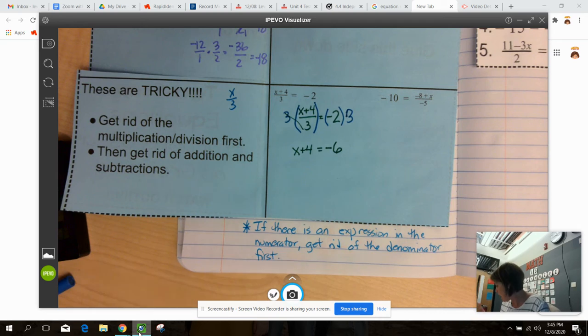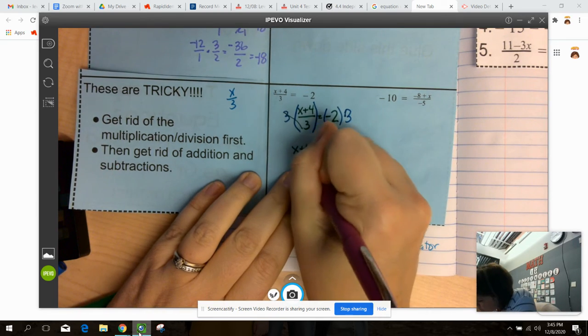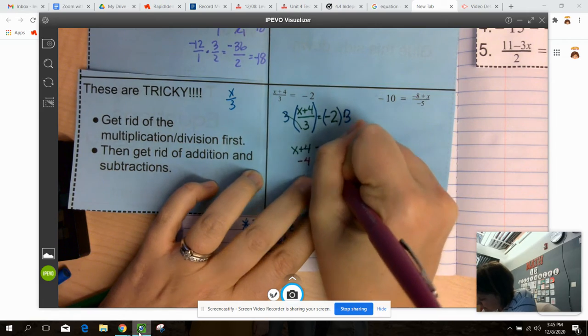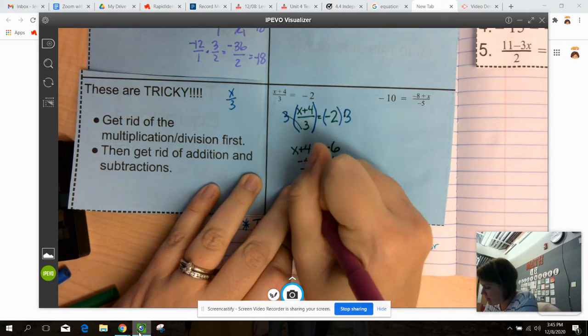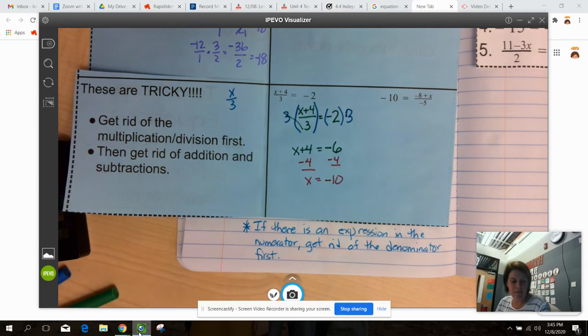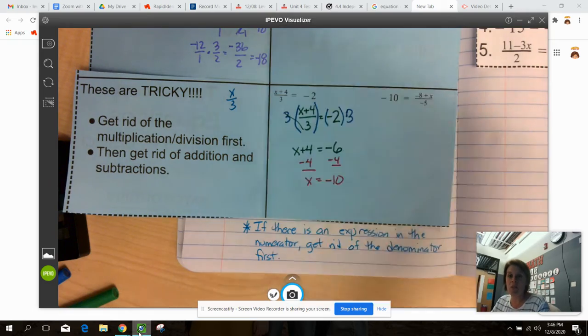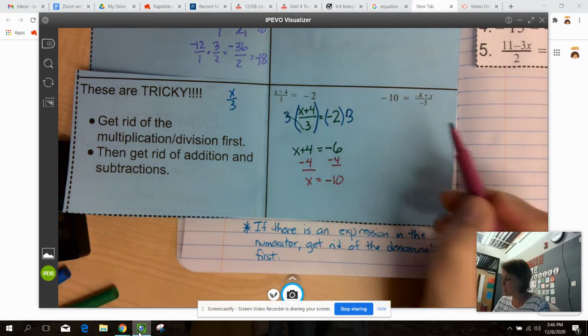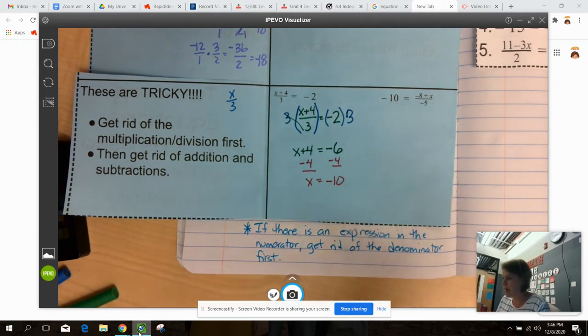And we just go ahead and solve it like we know, where we would do negative 4, negative 4. Y'all know how to do this now. And we get x equals negative 10. And you can plug it back in and you would be able to get the solution, okay? So we get rid of that denominator first. If there's an expression in the numerator, we get rid of the denominator first. So let's look at this one.